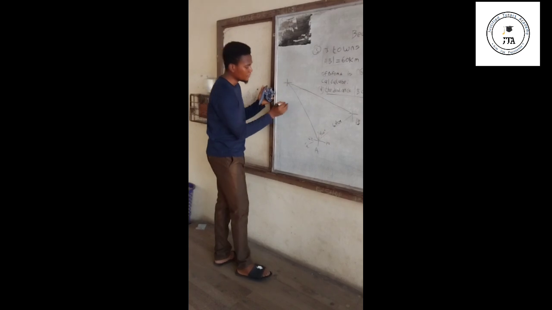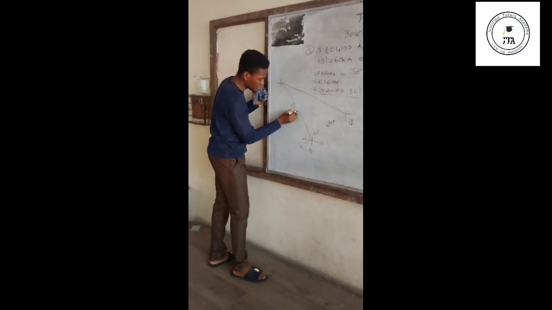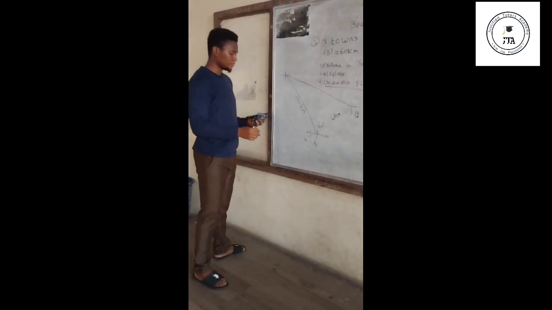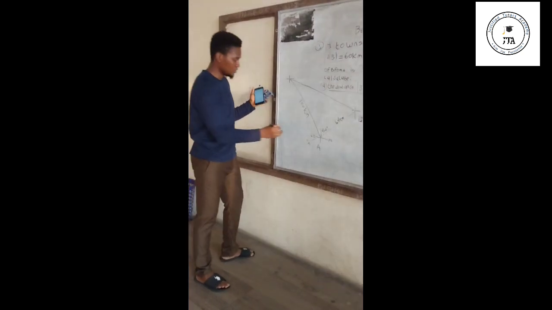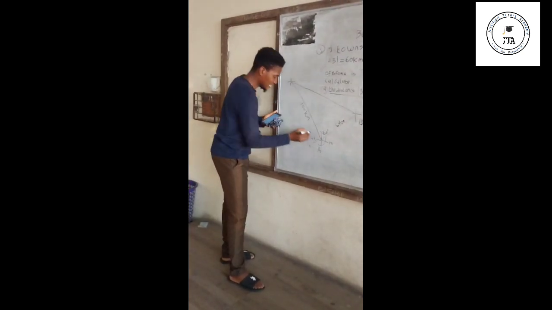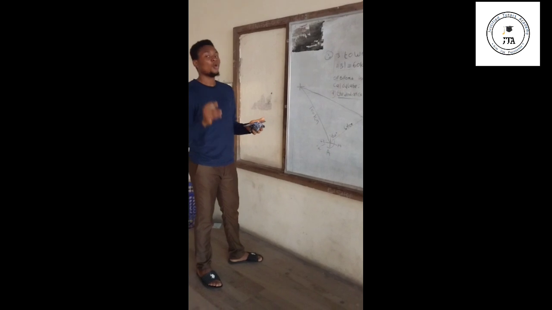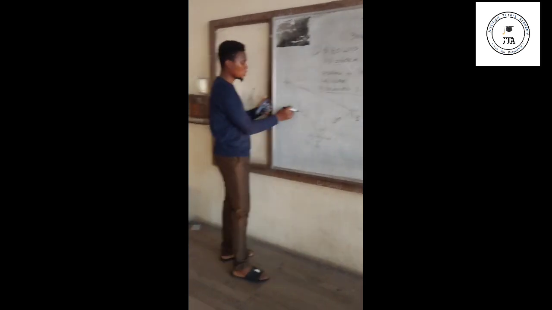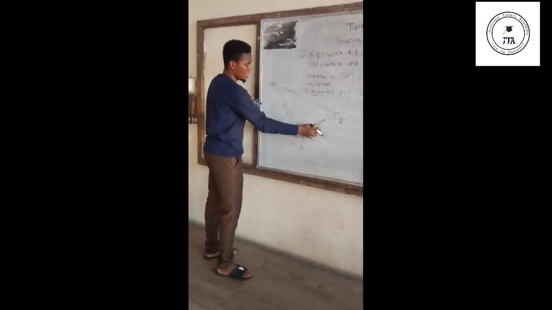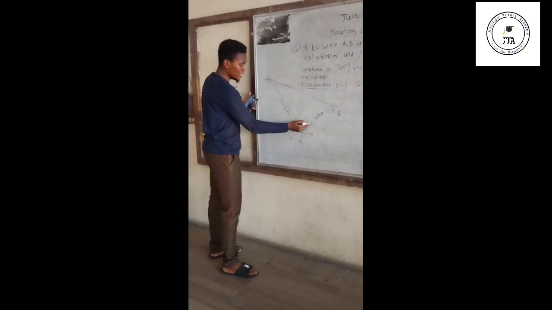Alright, now here it was 100 kilometers. Are you getting me? But I'm not done now. We are just getting started. So now we have 100 kilometers here, we have 60 kilometers here, and then we need an angle here.